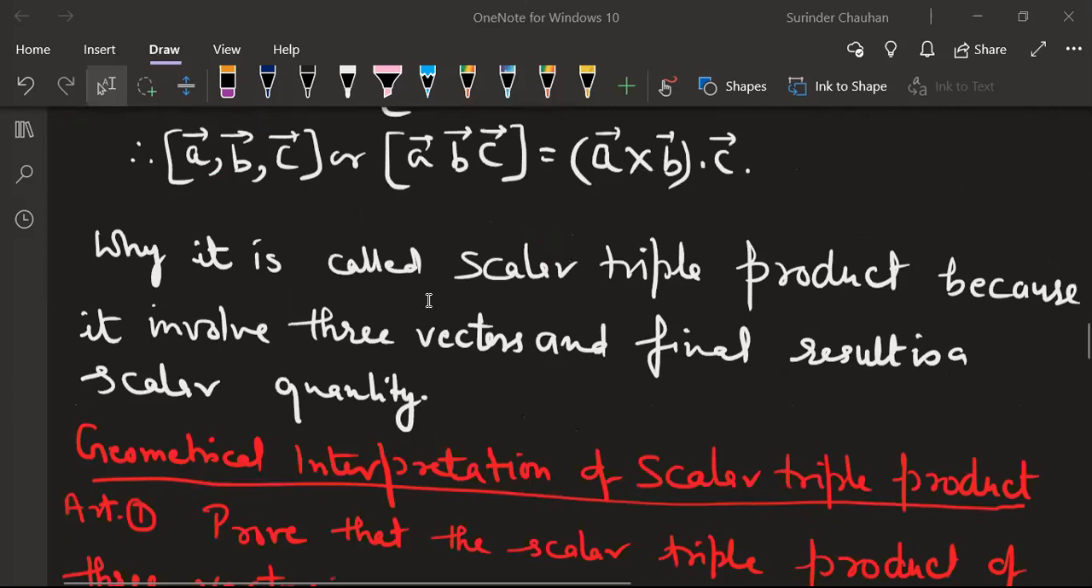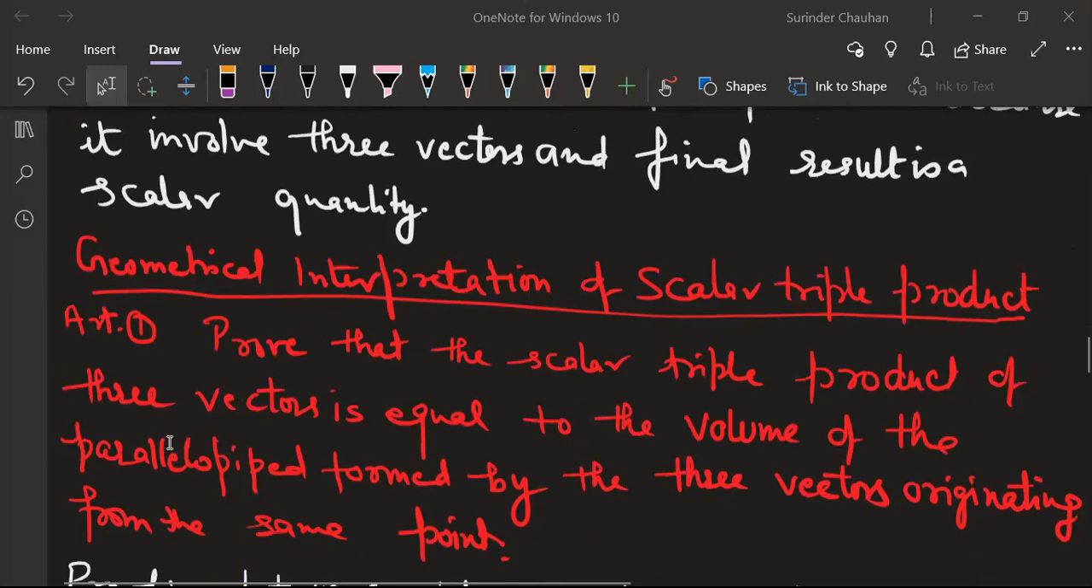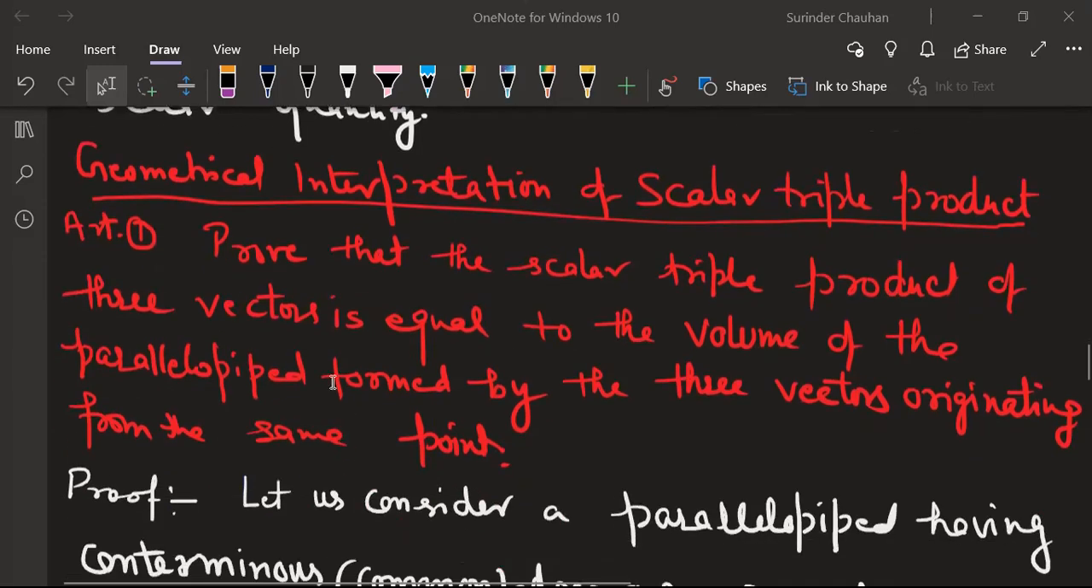So it is called scalar triple product because it involves three vectors and the result is a scalar quantity. So now let's discuss the geometrical interpretation of this scalar triple product. If we find the scalar triple product, what will be the resultant? For that, we'll prove this article.